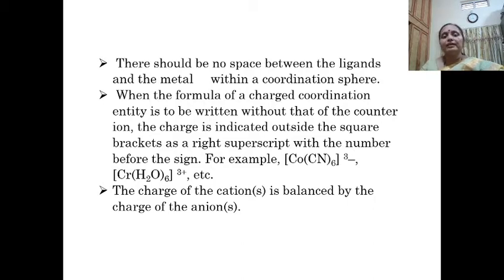When the formula of the charged coordination entity is to be written without that of the counter ion, the charge is indicated outside the square bracket as a right superscript with the number before the sign. For example, I am going to write the number before the plus sign. The charge of the cations is balanced by the charge of the anions.